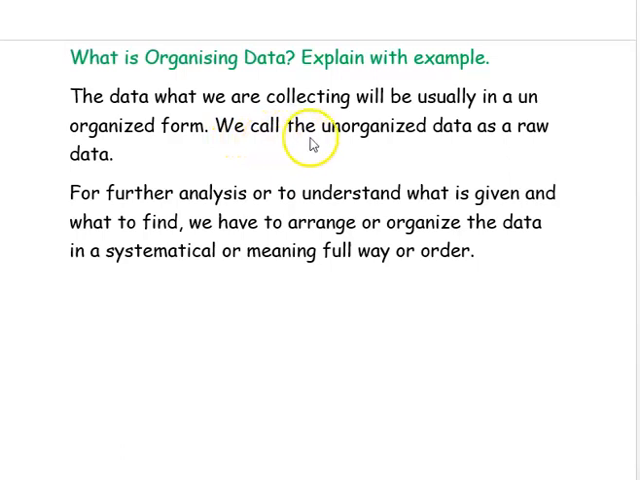The data we are collecting will usually be in an unorganized form. We call the unorganized data raw data. So the information we are collecting will not be in an order. That is called unorganized data or raw data. For further analysis, or to understand what is given and what to find, we have to arrange or organize the data in a systematic or meaningful way or order. This is called organizing data.